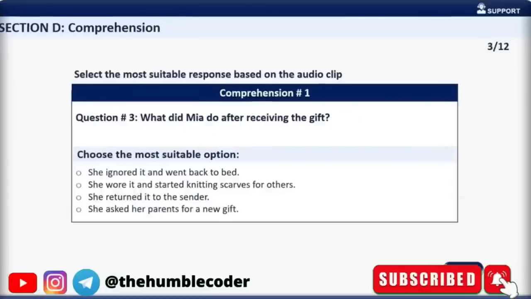Moving on to the next question. What did Mia do after receiving the gift? The options are she ignored it and went back to bed. She wore it and started knitting scarves for others. She returned it to the sender. She asked her parents for a new gift. So the correct answer for this question is she wore it and started knitting scarves for others.